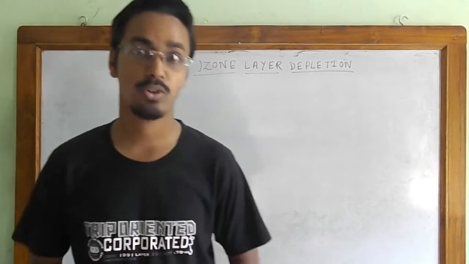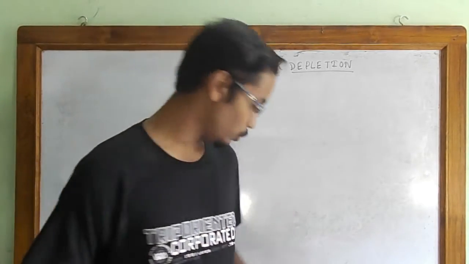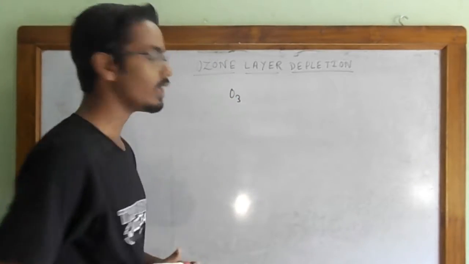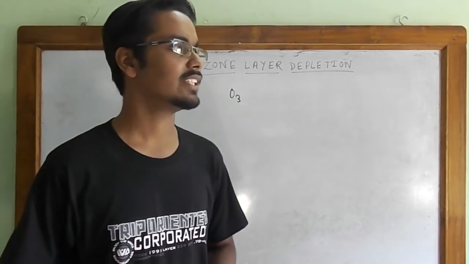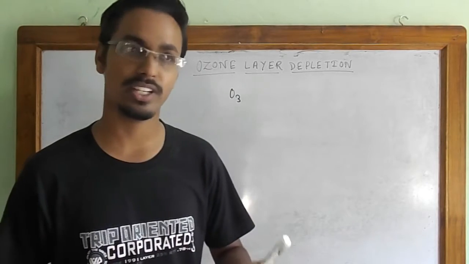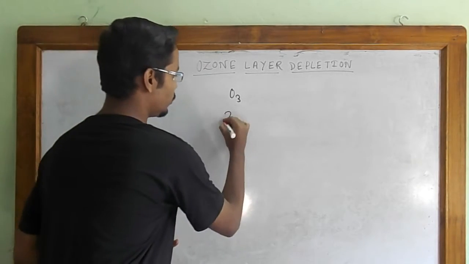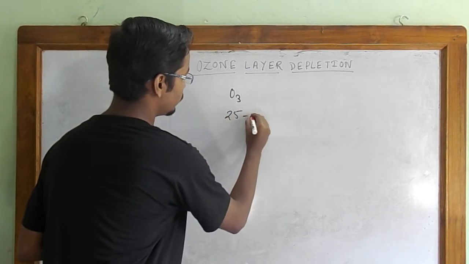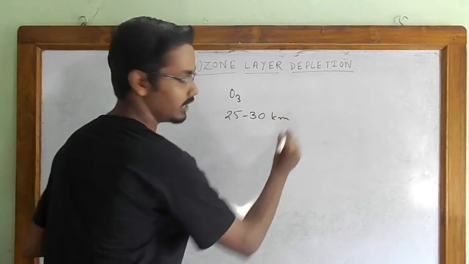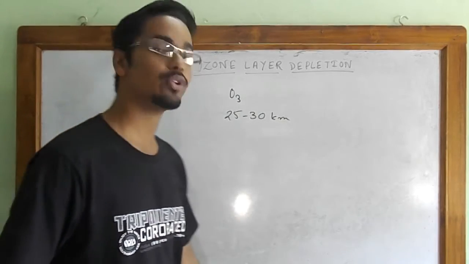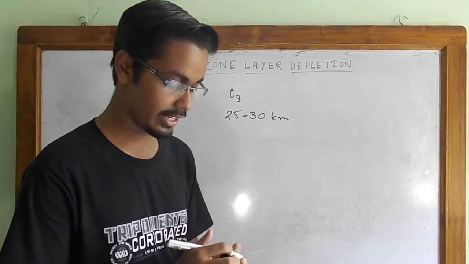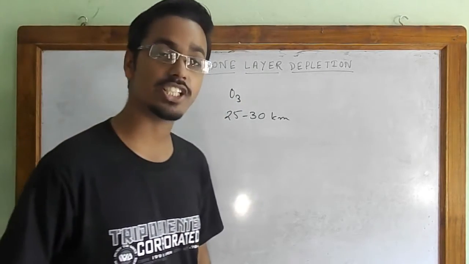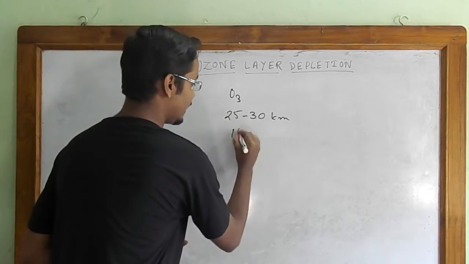First, let's talk about what is ozone. Ozone is a gas having the formula O3. This ozone gas is found in maximum in our stratosphere, which is about 25 to 30 kilometers from the surface of the earth. In the stratospheric level we find the highest concentration of ozone, which is around 10 parts per million.